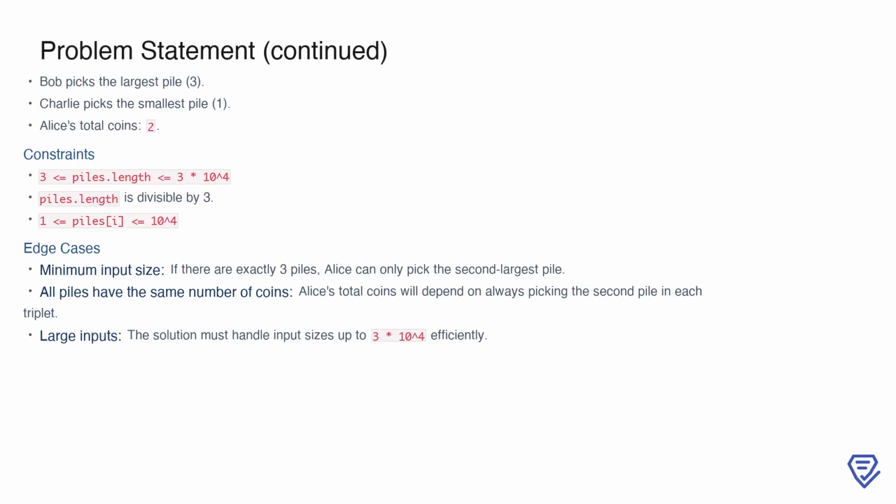Finally, let's consider the constraints for this problem. The number of piles is always at least 3 and at most 3 * 10^4, and the number of piles is guaranteed to be divisible by 3. Each pile contains between 1 and 10^4 coins. For edge cases, if there are exactly 3 piles, Alice can only pick the second largest pile. If all piles have the same number of coins, Alice's total will depend on always selecting the second pile in each group of 3. The solution must also handle large inputs efficiently, given the constraints.